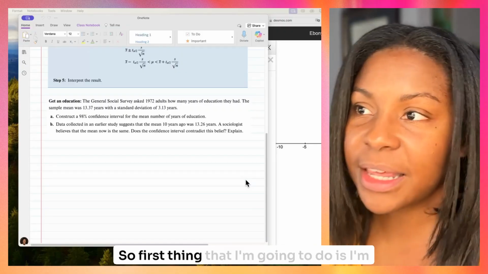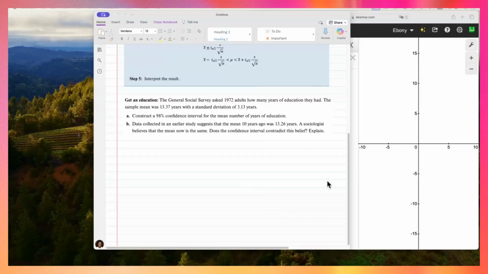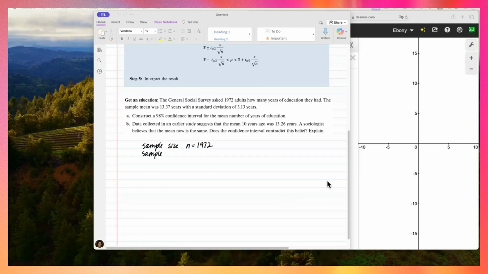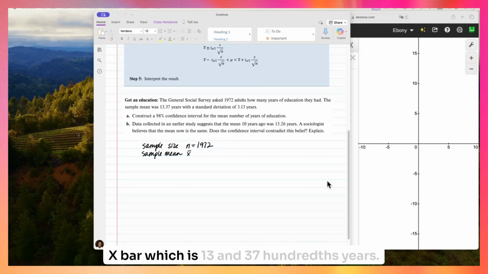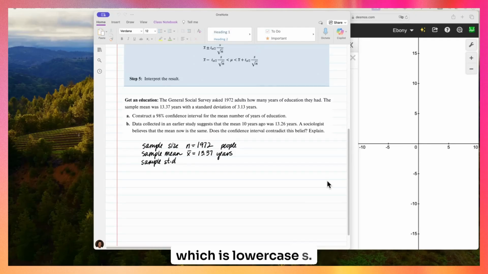So first thing that I'm going to do is write down the information that we get from this question. We are told the sample size, which is N, and that's 1,972. We are told the sample mean, X bar, which is 13 and 37/100 years of education. And then we're told the sample standard deviation, which is lowercase s.